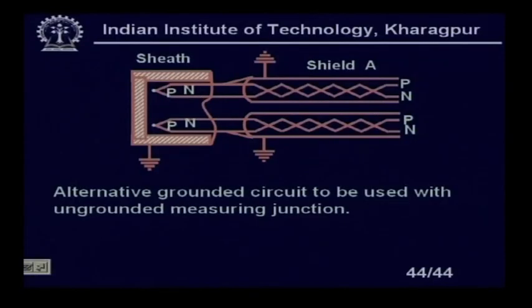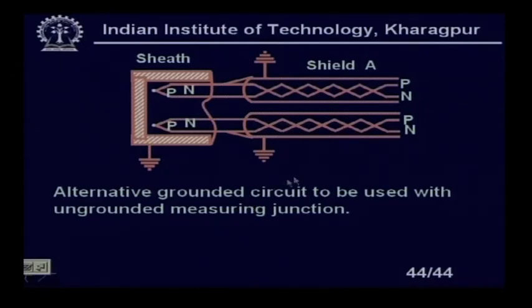This is another alternative arrangement. You see, this is an alternative grounded circuit. You see here the thermocouple is not grounded, but the sheath is grounded, and you see that one of the junctions, either the P type or the N type material, has been grounded also.